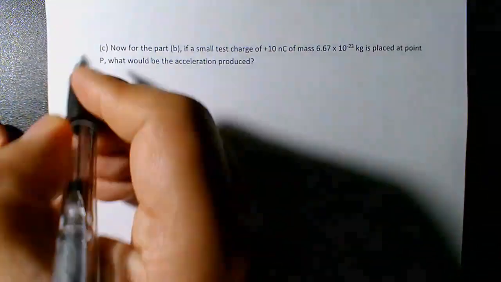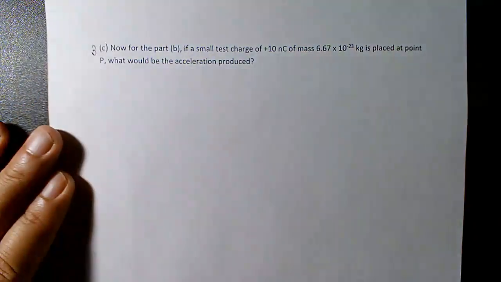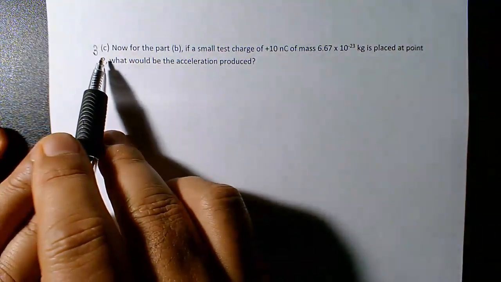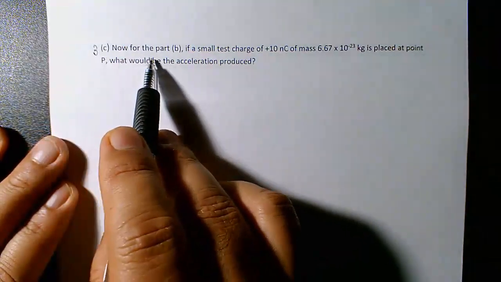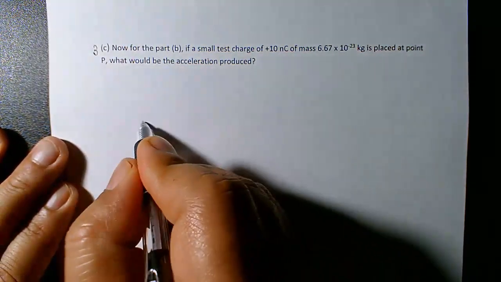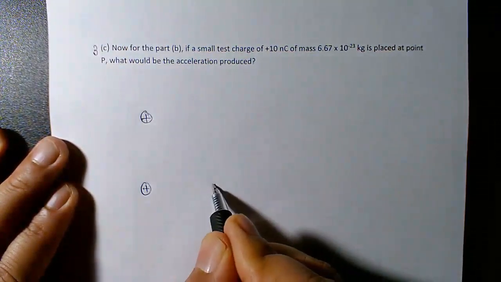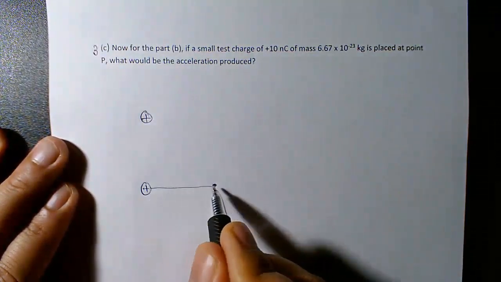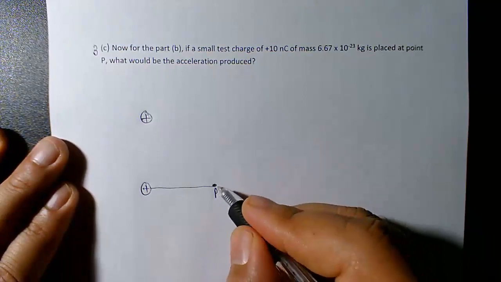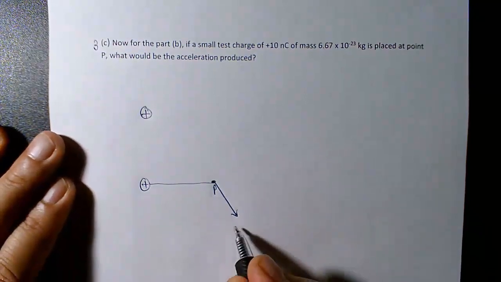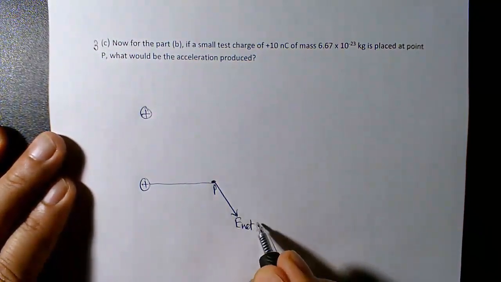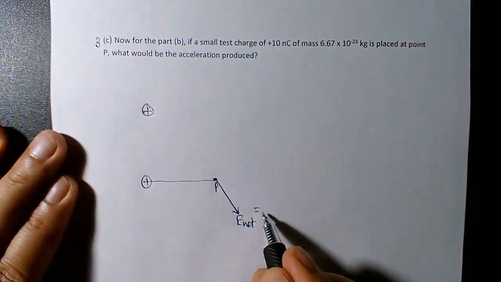Now this is still problem number 3, but this is the last part, part C. For part B, remember you have two positive charges separated by some distance, and at point P we calculated the net electric field, and that was in this direction from part B, if you remember, and that's the net electric field.